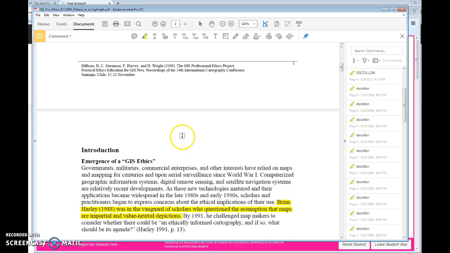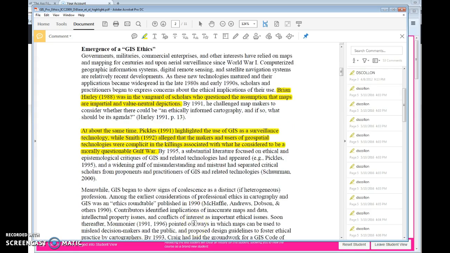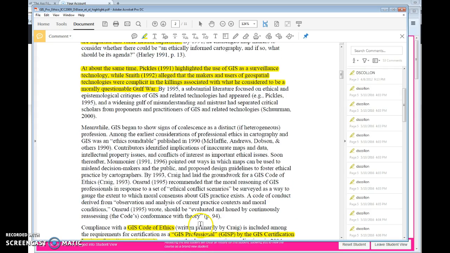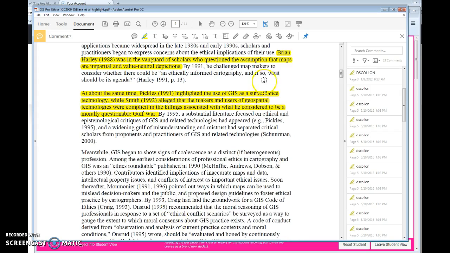So in the introduction, the authors talk about the emergence of GIS ethics, and Brian Hartley was at the vanguard of scholars who questioned the assumption that maps are impartial and value-neutral depictions, that maps do have values embedded in them. And by the way, there's a distinction to be made, because we did say that GIS or geospatial technologies themselves are value neutral, but once maps are created, they're through the lens of the map maker, and so there are values that are implied.